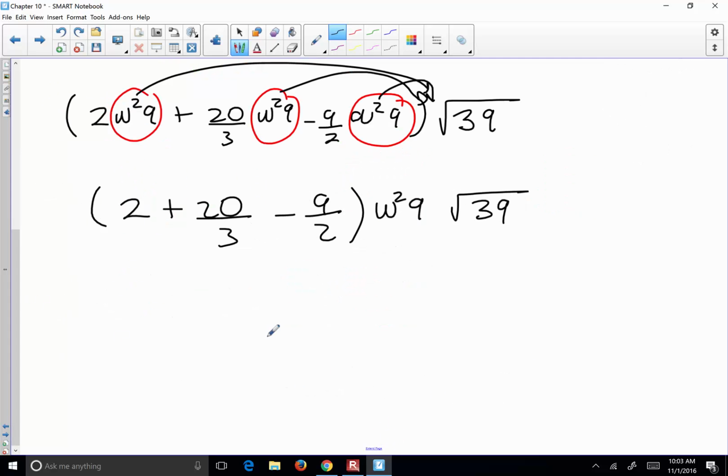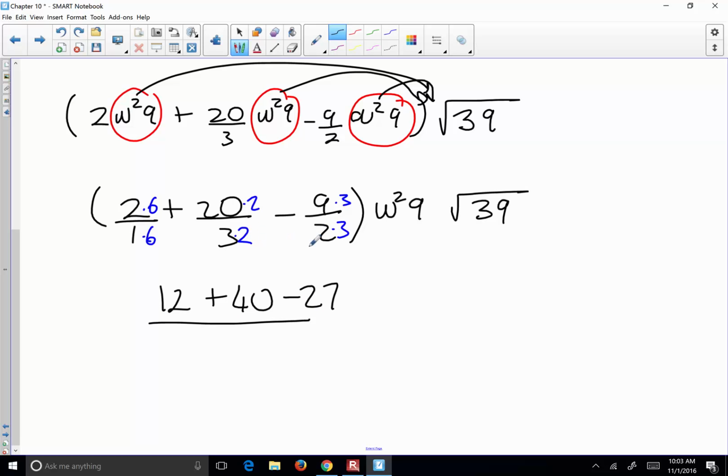How do you add fractions or whole numbers? You need to set common denominators here. I think they will set at 6. So this one needs 6 top and bottom. This one needs 2 top and bottom. This one needs 3 top and bottom. 2 times 6 is 12. 2 times 20 is 40. 3 times 9 is 27. Subtraction. And all common denominators 6.